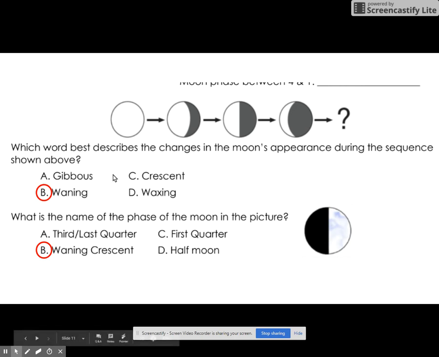All right, you guys, once you've checked, come see Miss Walker for your grade. And remember, this last question should have been C, not B.